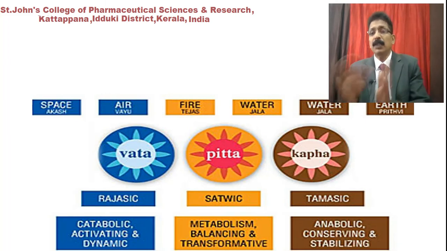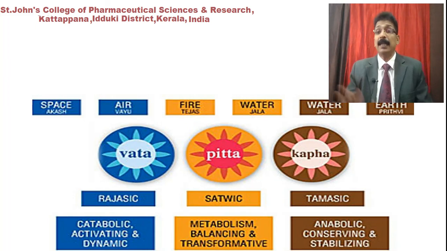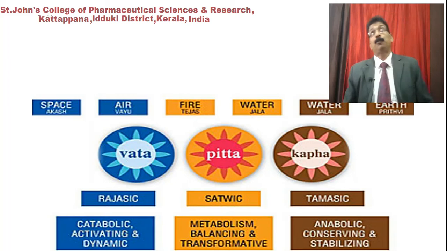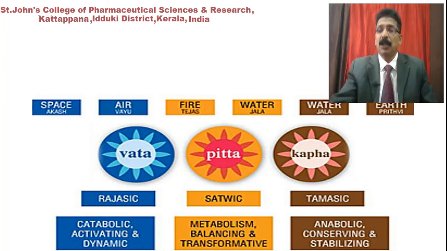Kapha is also dealing with water and earth. That is Prithivi. Earth means Prithivi, water means Jala, fire means we can say Tejas, and air means Vayu, space means Akash. And in Kapha you can see water and earth together, Tamas, that is tamasic, and anabolic, conserving, stabilizing. This is what this chart will give you the idea.